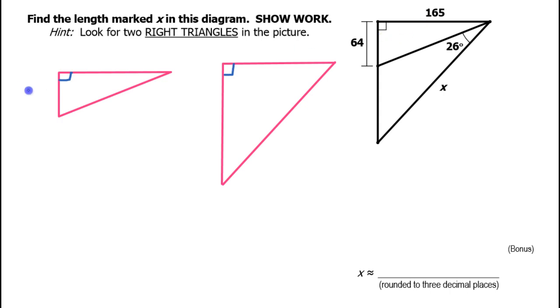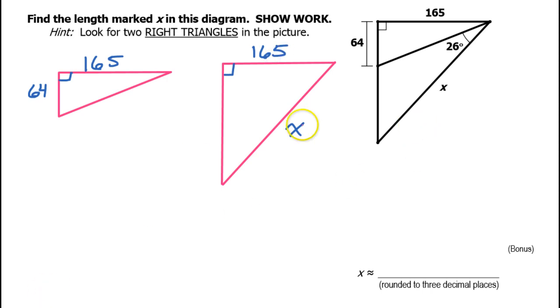On the small triangle, I know that this is 64 and this is 165. Okay, on the large triangle, I know that this is x. Okay, and I have some other information here as well that I will get to later. Oh, one more thing. On the large triangle, this 165 is also here as well. So 165.